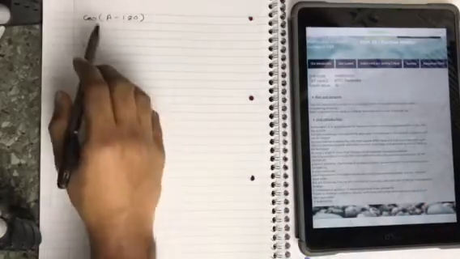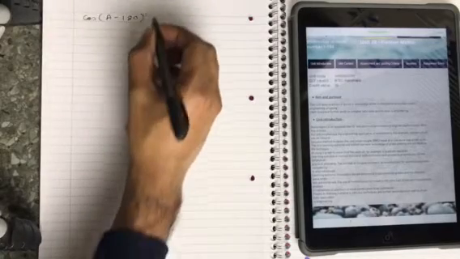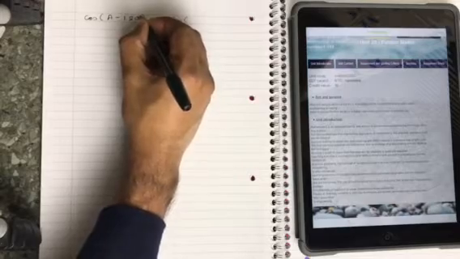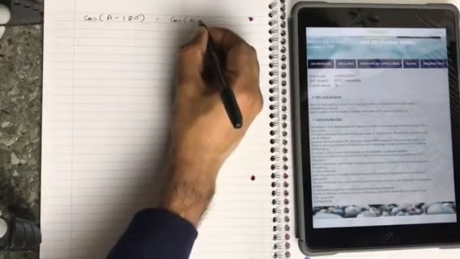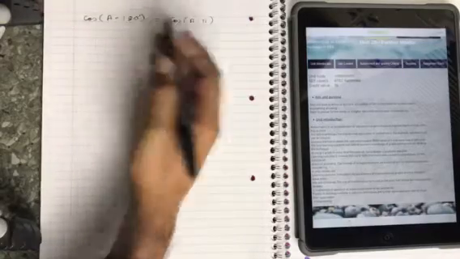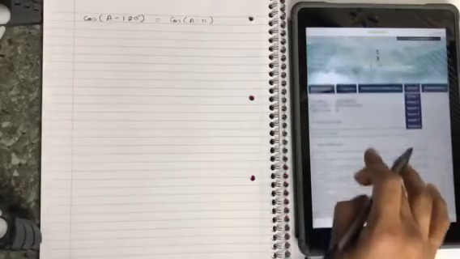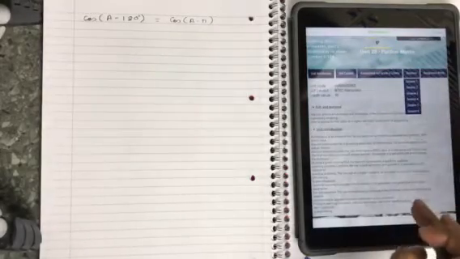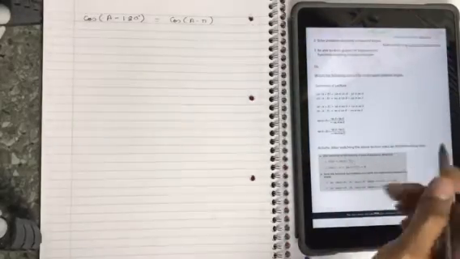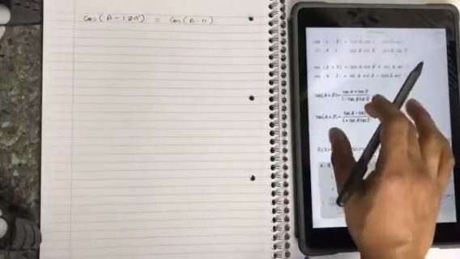So here's my given problem, cos of a minus 180. I can also write this as cos of a minus pi. It's one and the same. Pi is in radians, 180 is in degrees. So how do you solve this problem? Go on my website, Further Maths Session 5, and I hope you have watched the lecture explaining compound angles. And here's a summary of the lecture.